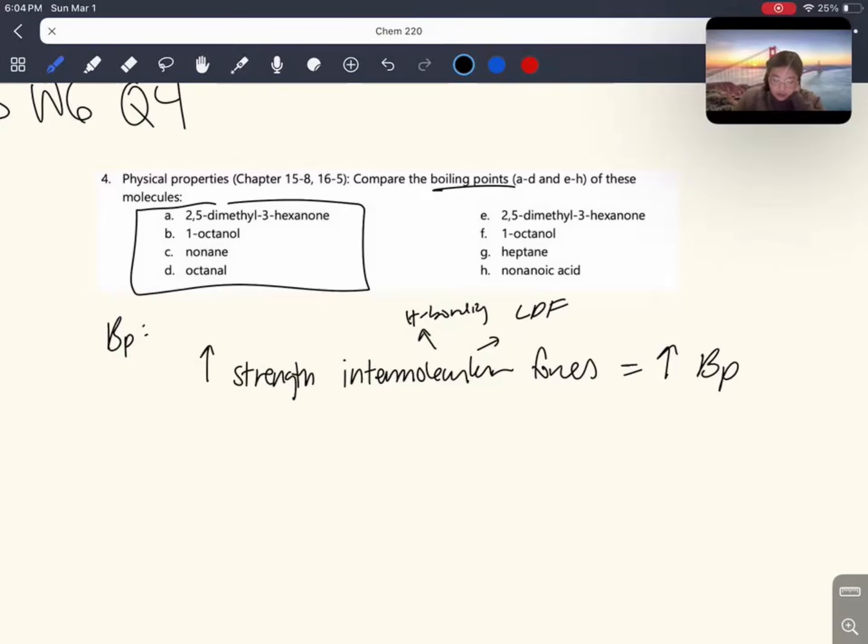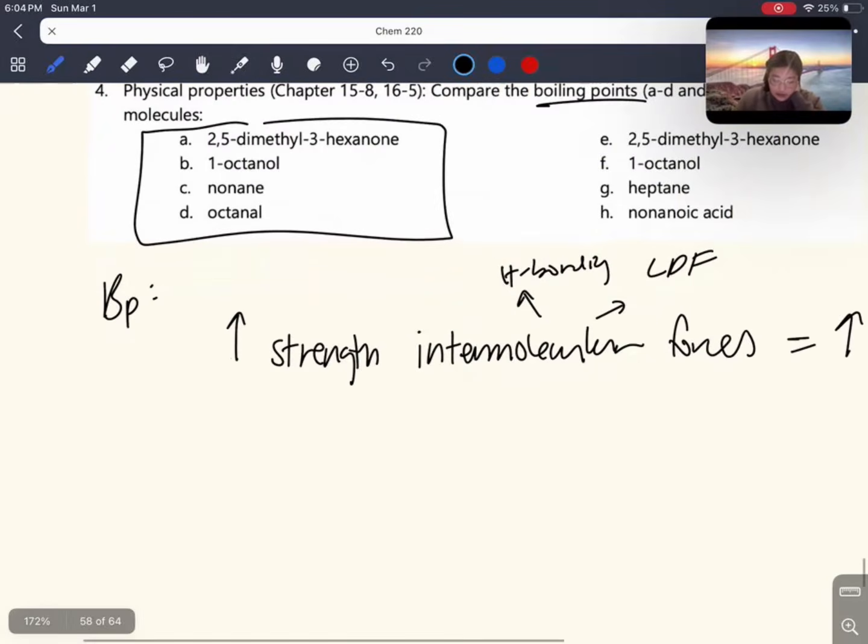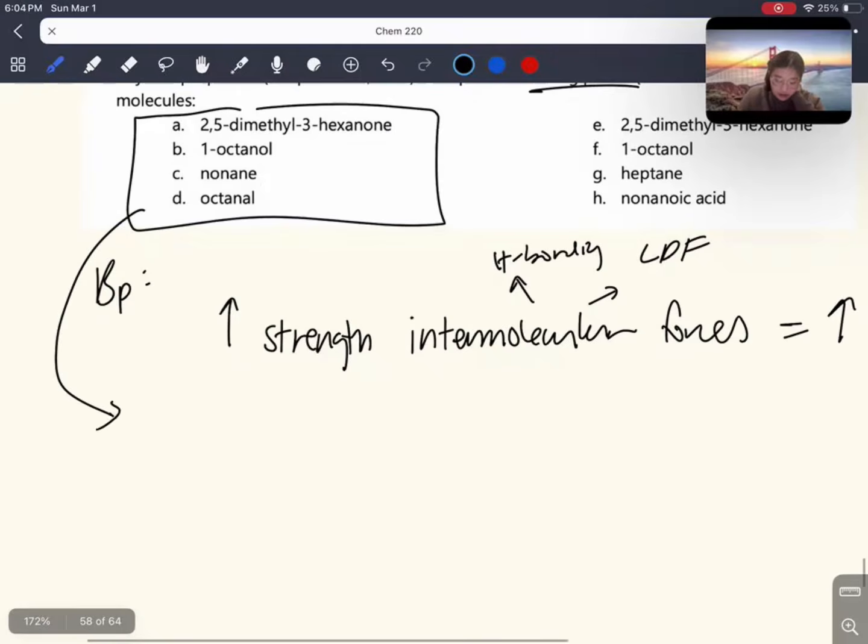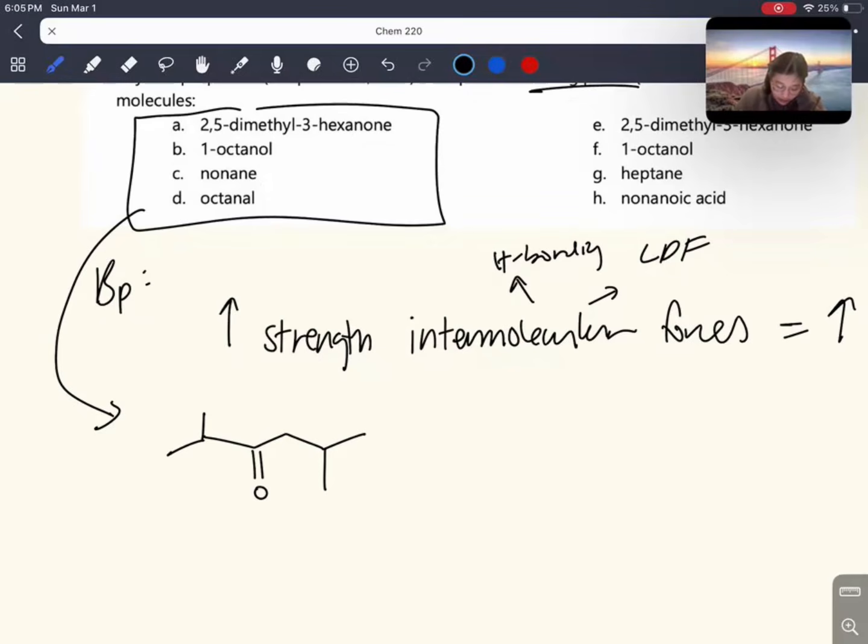Now we look at this first list. So I'm going to draw out what these molecules would look like. 2,5-dimethyl-3-hexanone would look like this. On carbon 3, I have a ketone, and on carbons 2 and 5, I have methyl groups. Okay, so this is 2,5-dimethyl-3-hexanone.